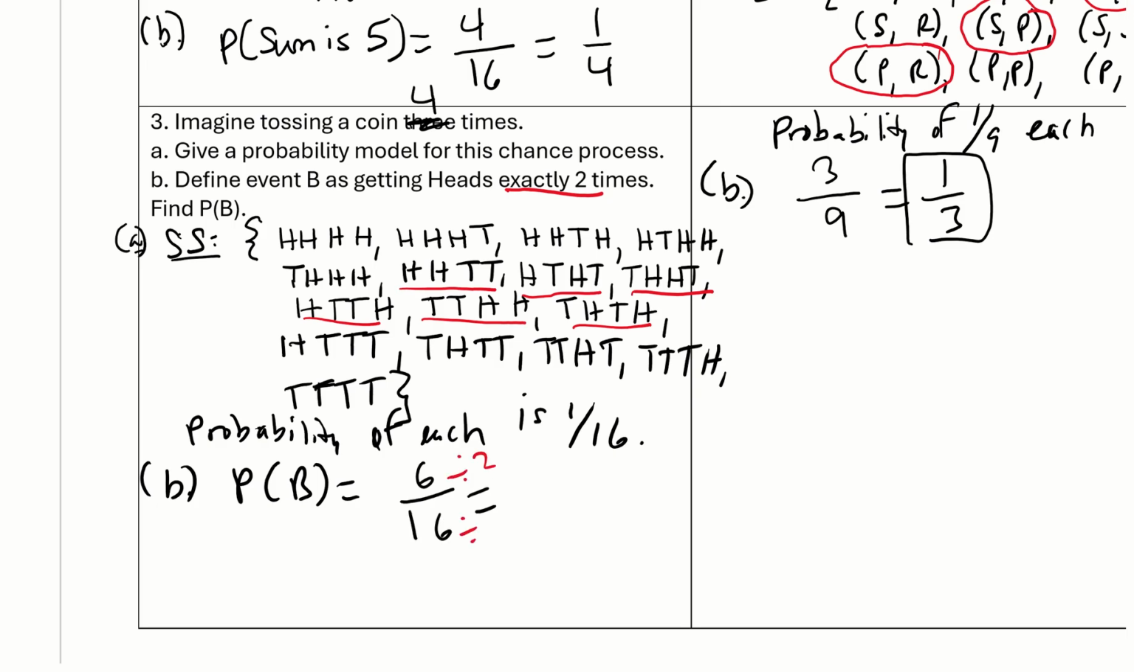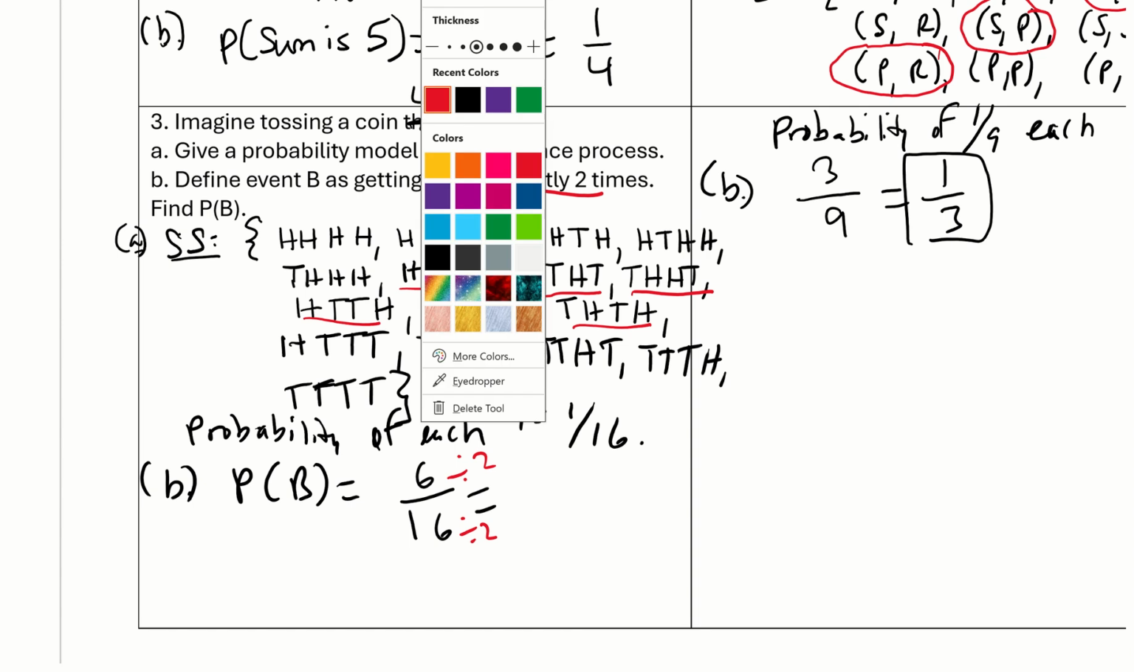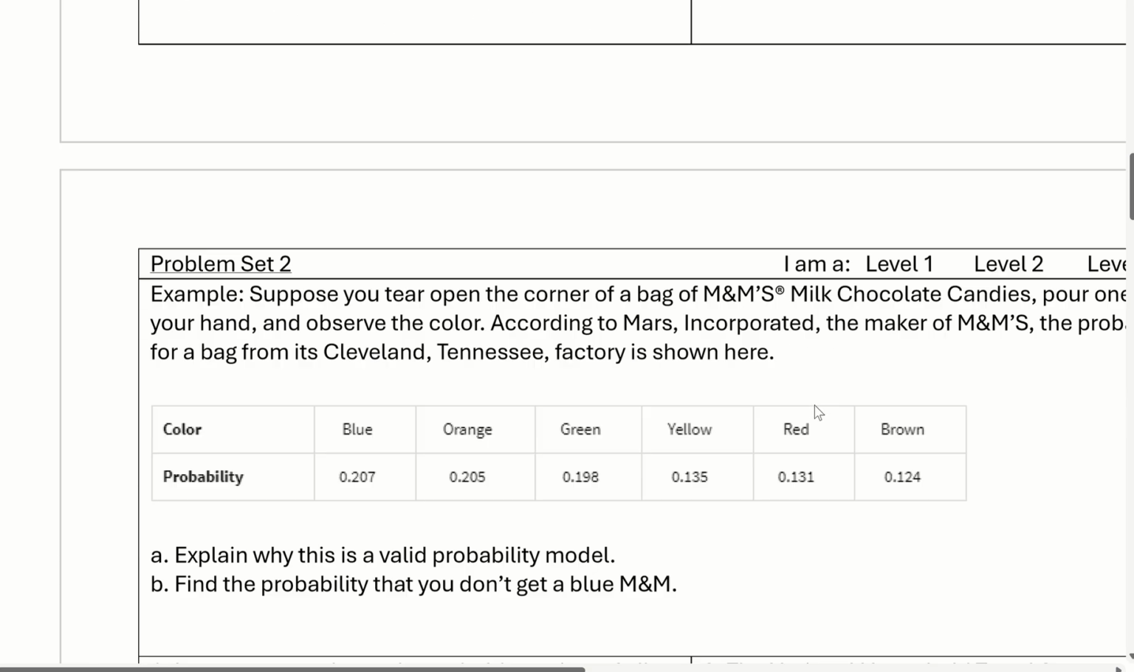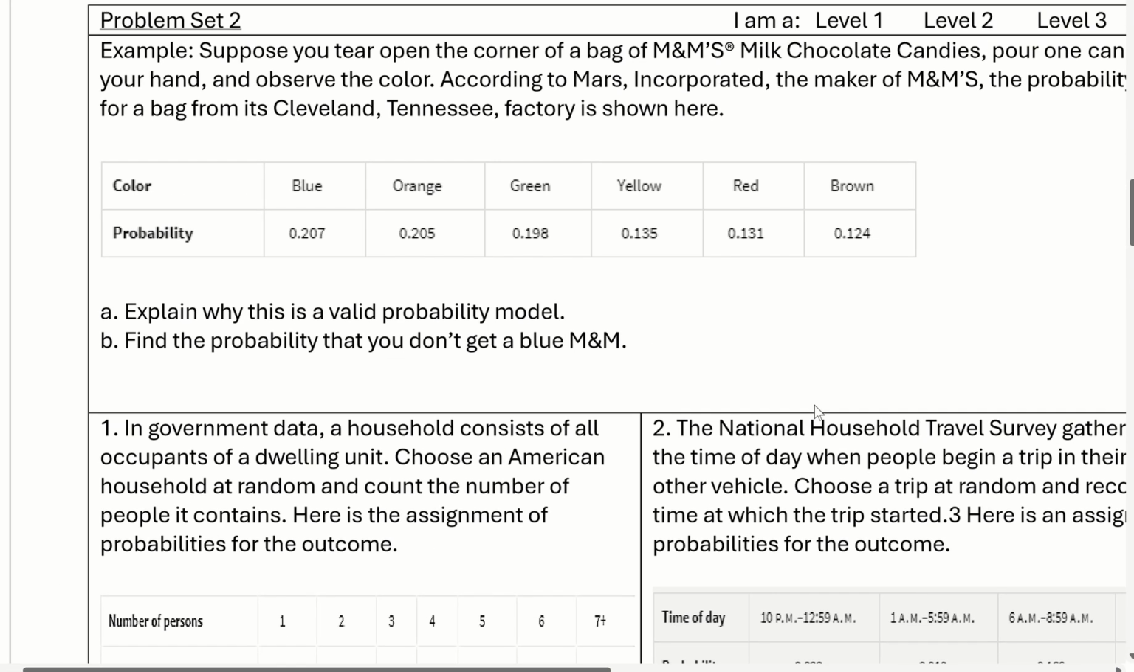So divide by 2, or divide by 2, and we get 3 over 8. So 3/8. Okay, and that answers part B. Okay, so that's number 3, part B. Now let's look at the next problem set.